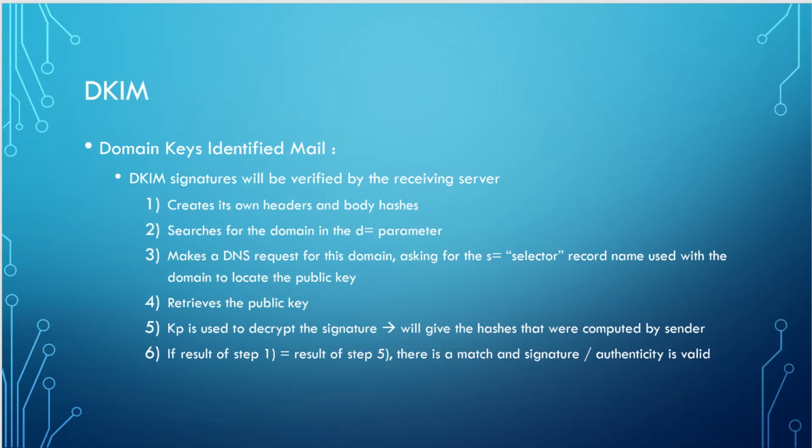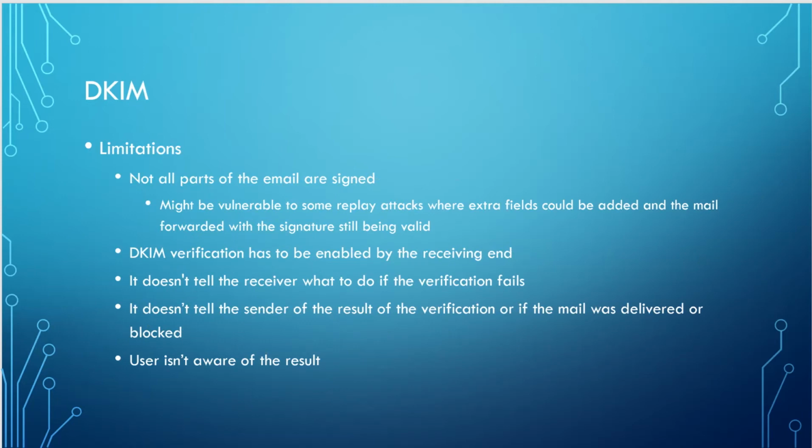And if the result of step 1 equals the one of step 5, well, there is a match, and the signature and authenticity is valid and confirmed. And we'll see an example after. DKIM has its own limitations. Not all parts of the email are signed, so it might be vulnerable to a replay attack where we're going to add some extra fields, and the email will be forwarded and the signature will still be valid.